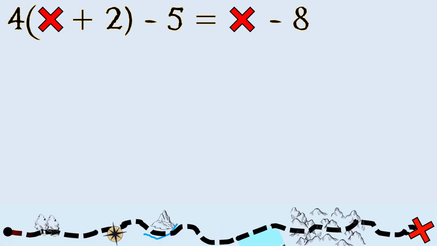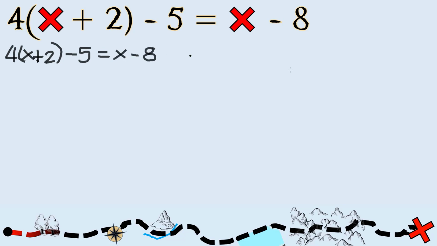Our equation contains the variable x, or the unknown, on both sides of the equation. We have here 4 times the quantity x plus 2, minus 5, is equal to x minus 8. Let me rewrite the given again: 4 times the quantity x plus 2. However, the 5, or the minus 5, is outside the grouping symbol, and the entire expression is equal to x minus 8.